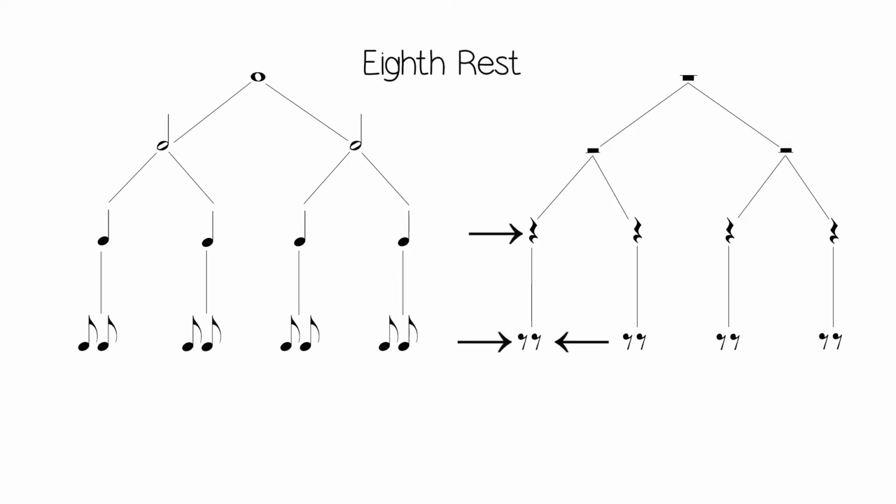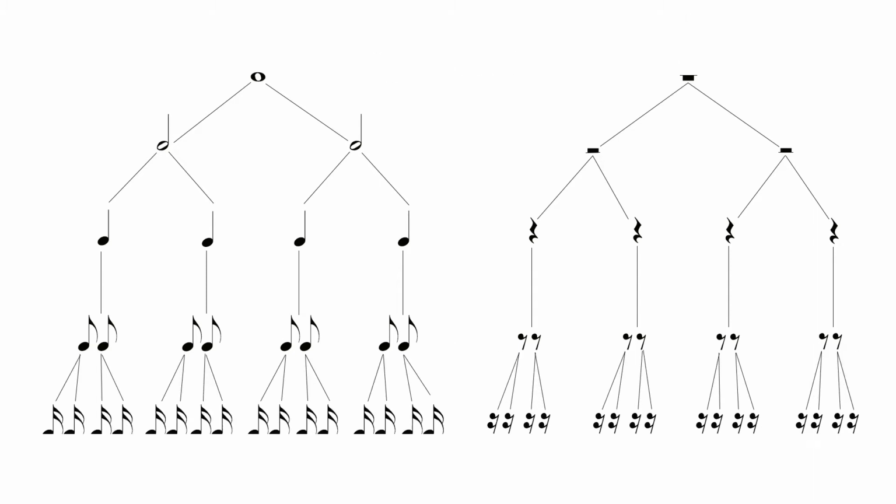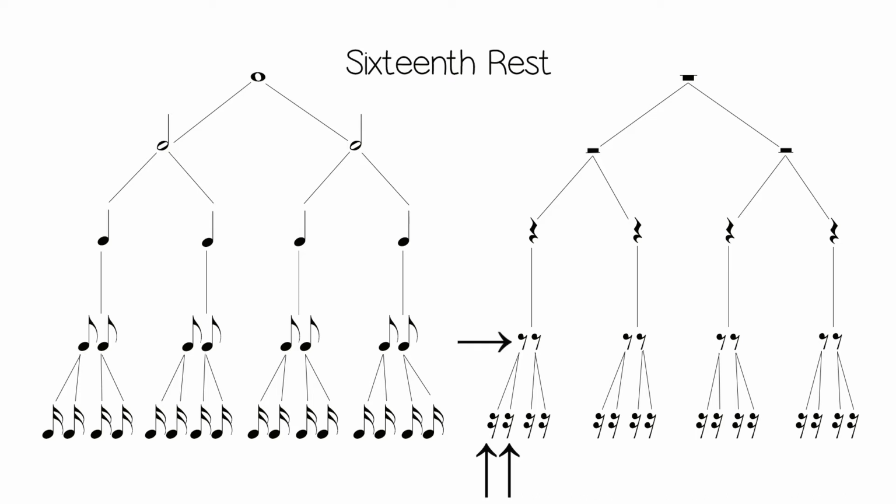There are two eighth rests in one quarter rest, 4 eighth rests in one half rest, 8 eighth rests in one whole rest. There are 2 16th rests in one eighth rest, 4 16th rests in one quarter rest, 8 16th rests in one half rest, and 16 16th rests in one whole rest.